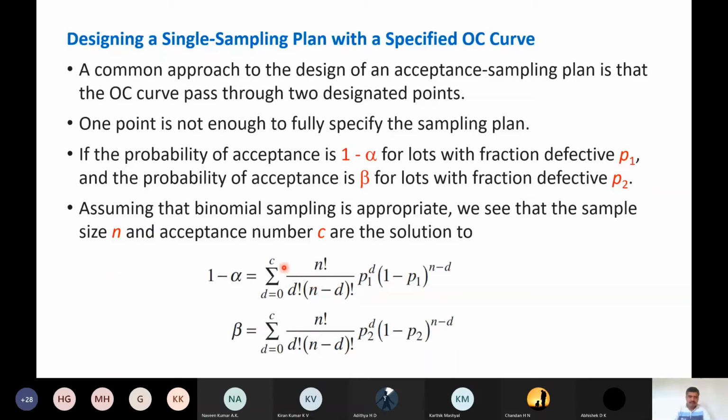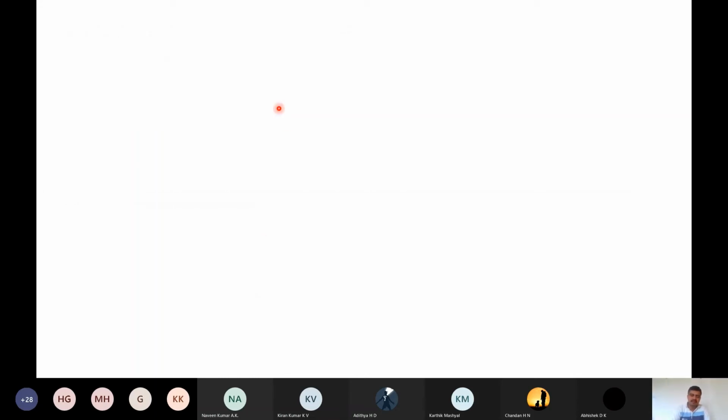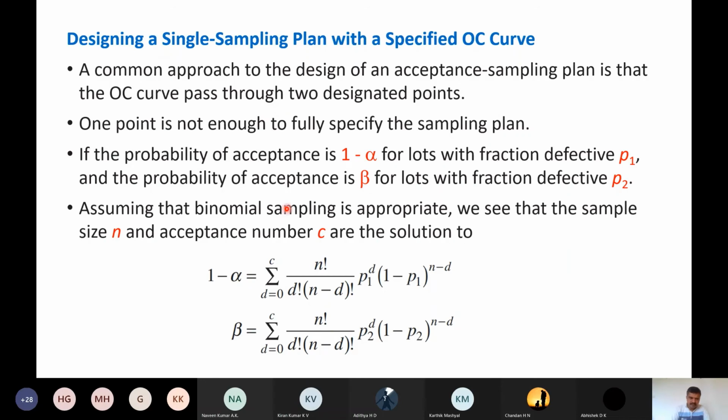Now we are concerned about finding the values of c and n using the remaining values in the equation. That means if we know 1 minus alpha, that means alpha and P1 value, and beta and P2 value, we can find out n and c using a nomogram. That procedure we will discuss in the next slide. A nomograph can be used for solving these equations. In these equations, n and c are unknown. We want to find them.